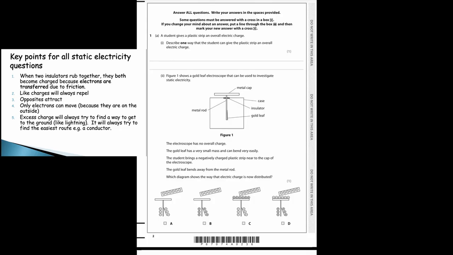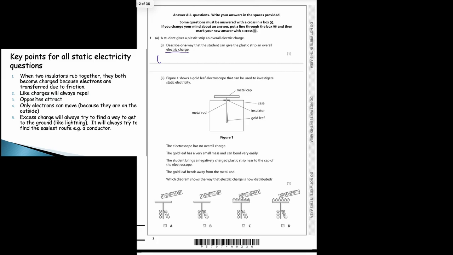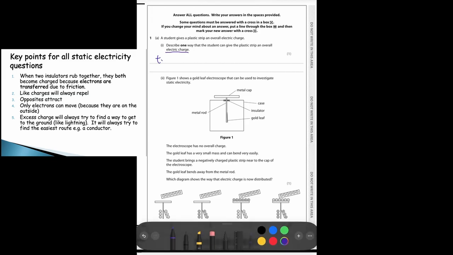So let's just have a look at the part 1 and then just see, can I say any of those things that hopefully are on the side of the screen? And it says, how can a student give the plastic strip an overall electric charge? Well, if I'm saying I want to charge something, I know straight away, well, of course that's going to be 0.1. So I know that it's got to be transfer electrons due to friction. And as soon as I'm saying that, yeah, it's a 1 mark question. I've got the mark for that.